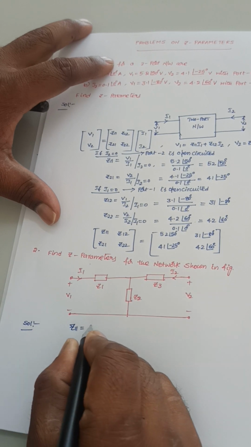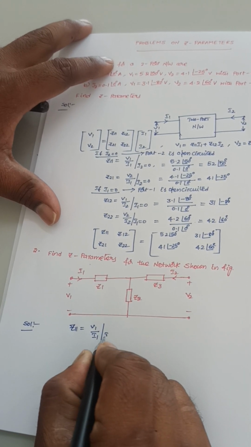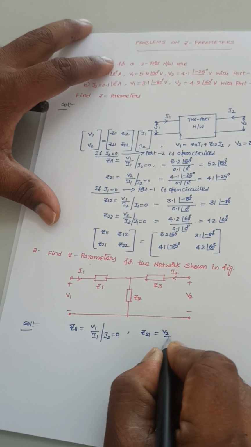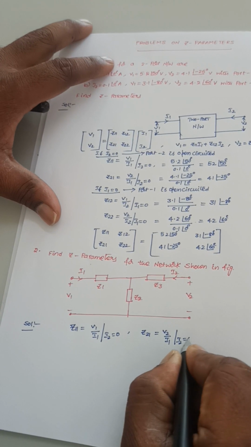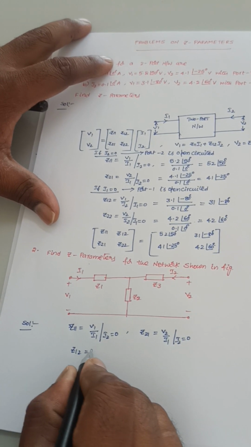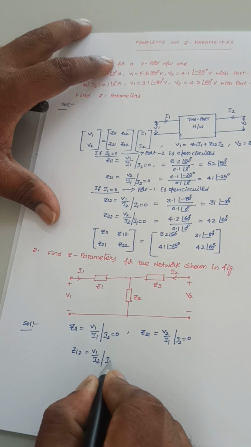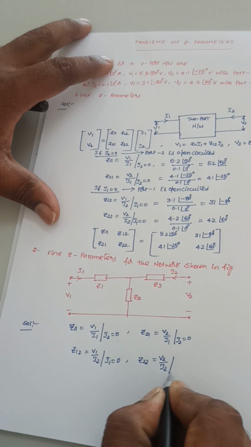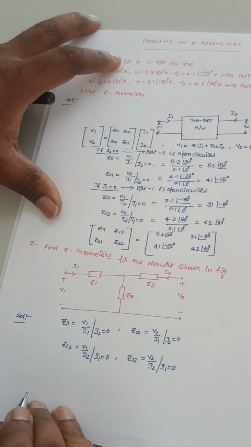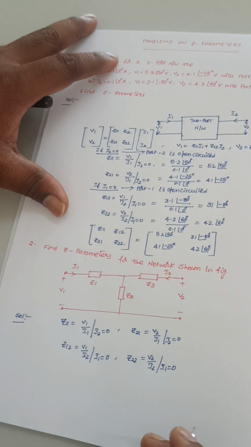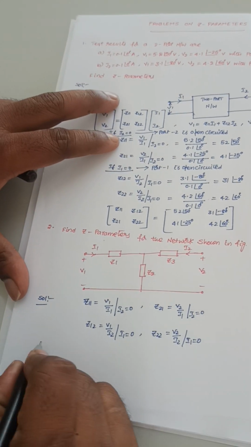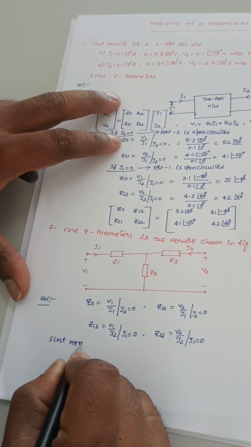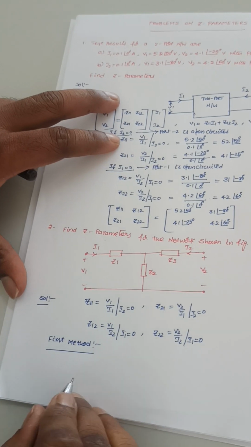Z11 is equal to V1 by I1 at I2 is equal to 0, and Z21 is equal to V2 by I1 at I2 is equal to 0. Z12 is equal to V1 by I2 at I1 is equal to 0. Z22 is equal to V2 by I2 at I1 is equal to 0. That means this problem we can solve in two ways. So first let me explain the first method. In two methods we can solve this problem.